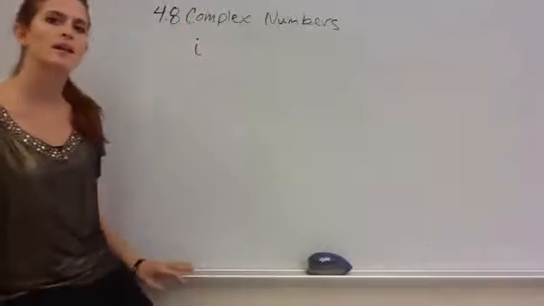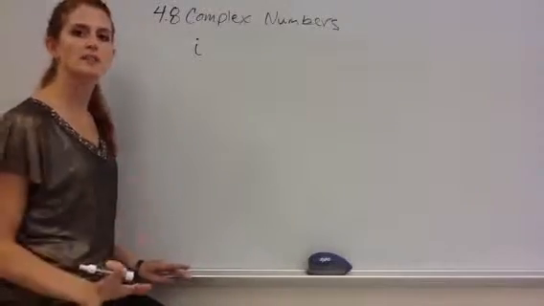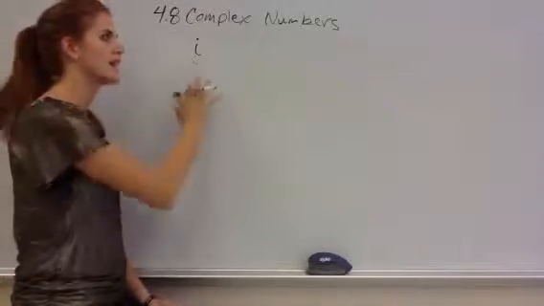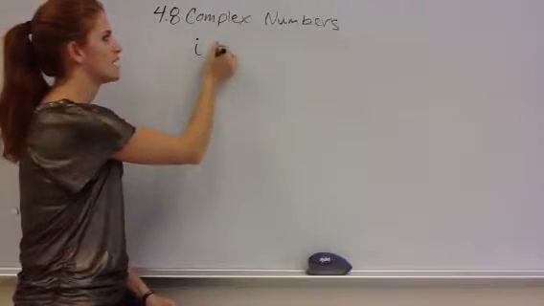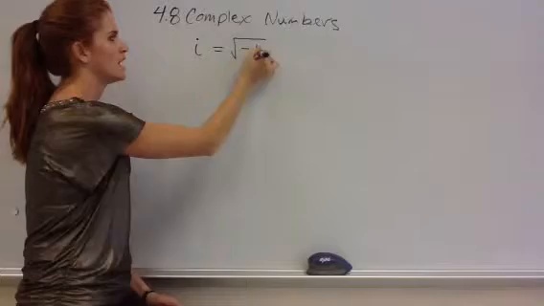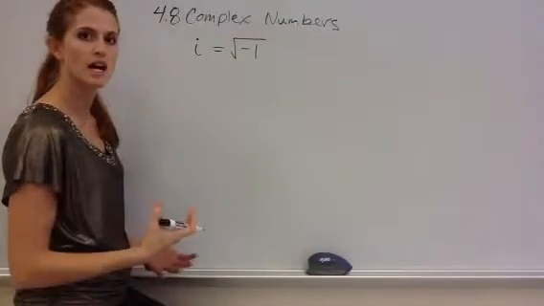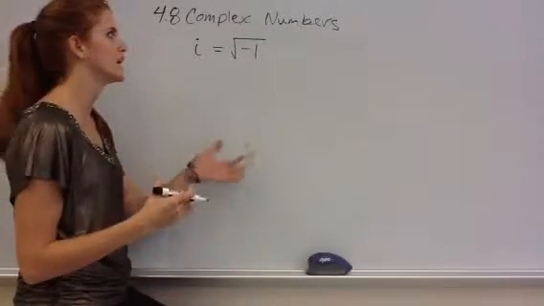We're going to be talking about complex numbers. Now, when we have complex numbers, that simply means that our number is going to have an i in it. And just so that we can know, an i is the same thing as the square root of a -1. So whenever you see i, just think to yourself, okay, that's the square root of -1.